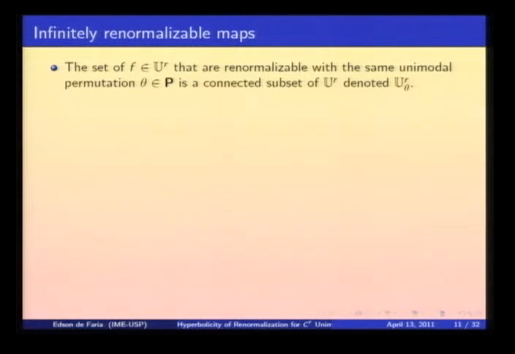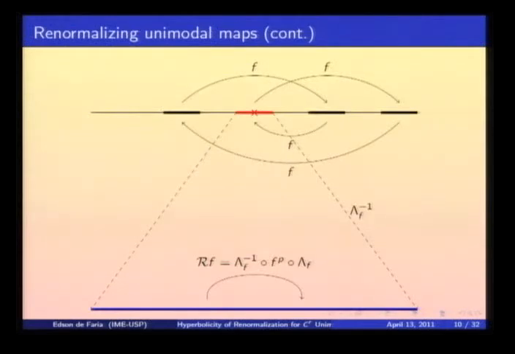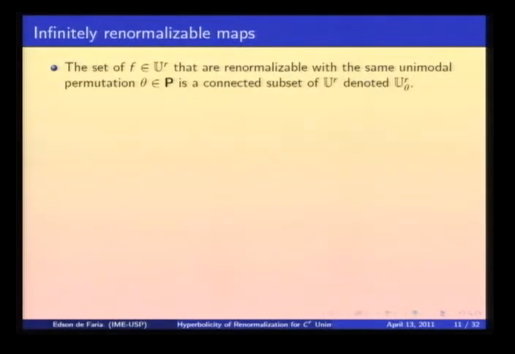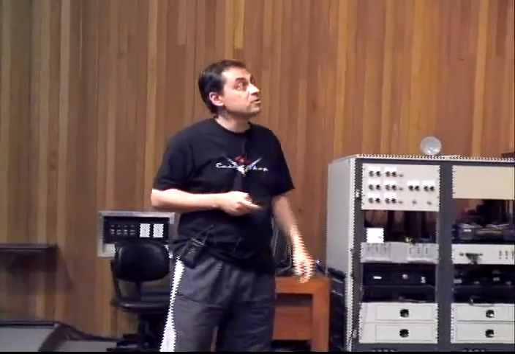What is a unimodal permutation? It's one of these permutations that you see in this picture, in the previous picture, yeah? So it turns out that if you graph the permutation, you see that it also has a unimodal shape. Okay, this is why they're called unimodal permutations. So if you look at the set of maps which are renormalizable with the same kind of permutation, that forms a connected subset of the set of C^r maps, and I denote that U^r sub theta.